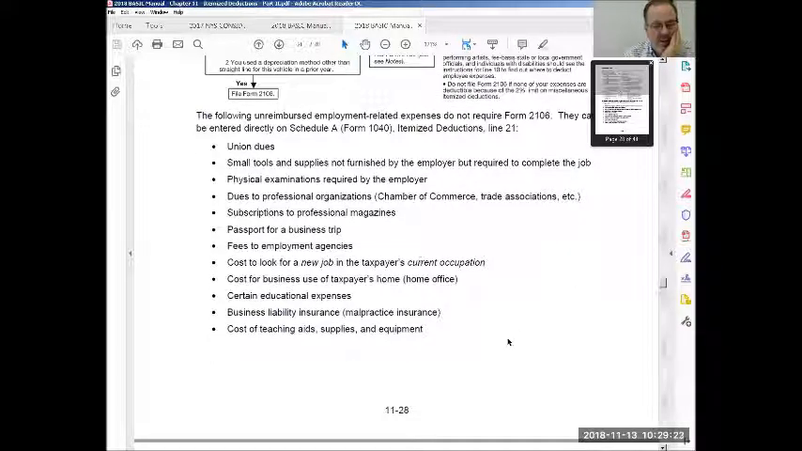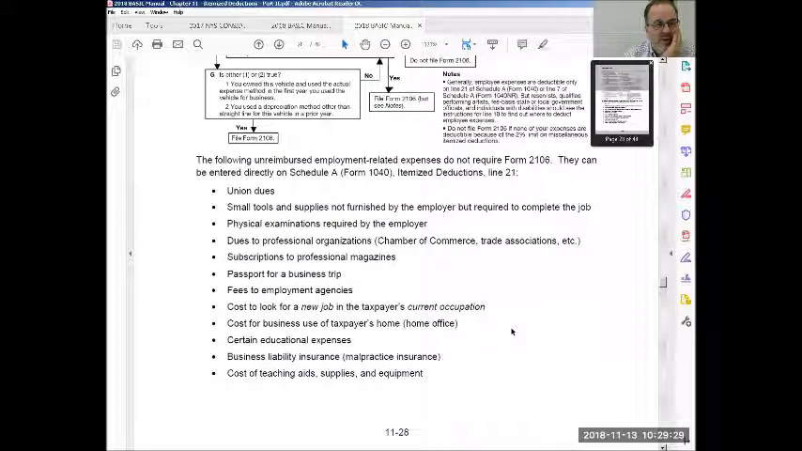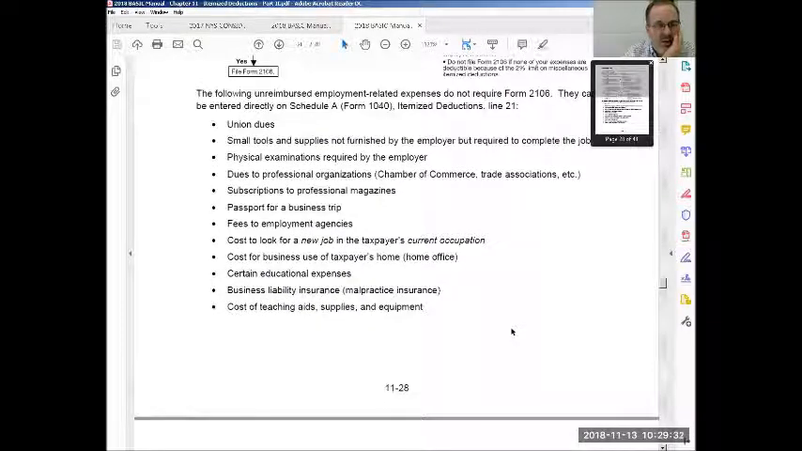On the bottom, 1128 talks about some unreimbursed employee-related expenses that we don't have to do this 2106 for, that we've talked about. Union dues. Sometimes I have mechanics that are W-2s that bring in their little Snap-on or Mac tools or whatever. And those two companies know what they have to do because they give a printout and it's got it all there. And tools aren't cheap. Drug test, physical examinations, dues, subscriptions to professional magazines. Marianne has to do Hand Therapist Digest, I guess, I don't know what to call it.